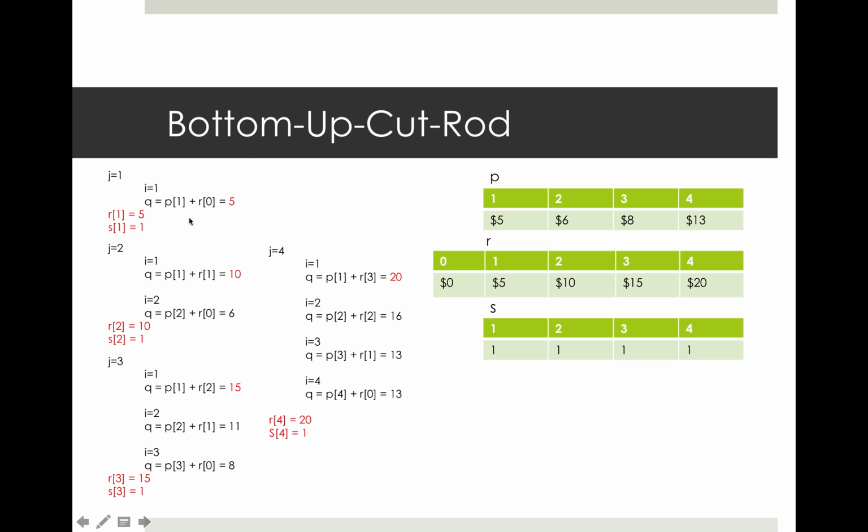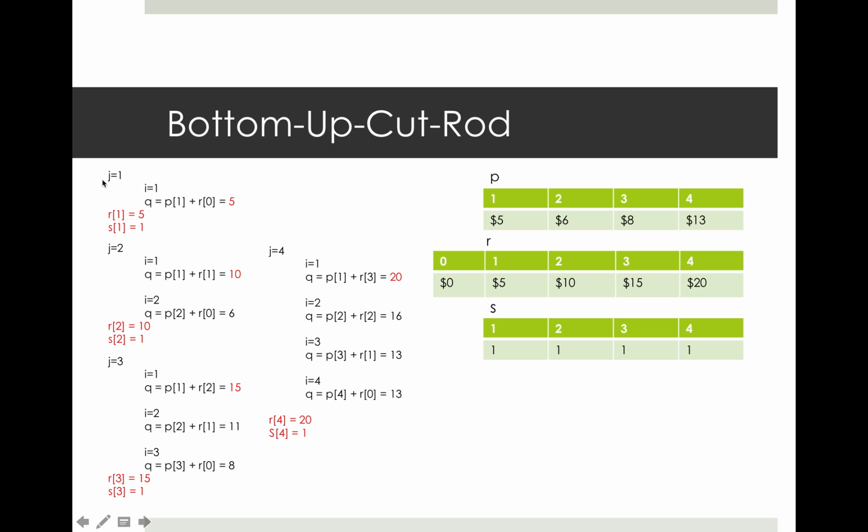So right now we're talking about the answer to the bottom-up cut rod problem I gave you with this price array. So we're going to go through each iteration of J, and we'll see how R is going to be populated with the maximum price per length of rod, and how S is going to be populated with the place where we should cut the rod.